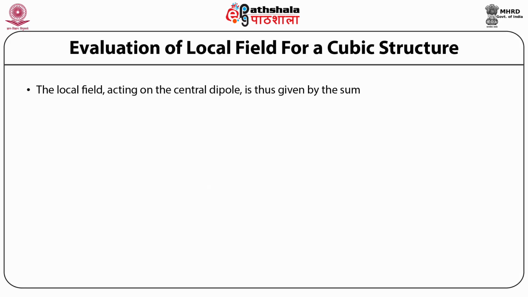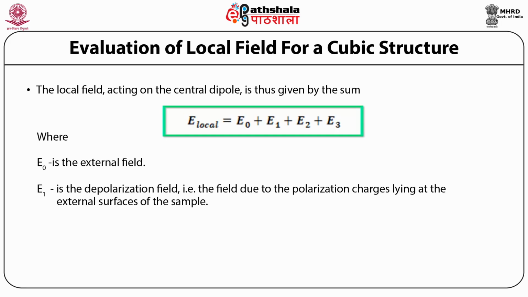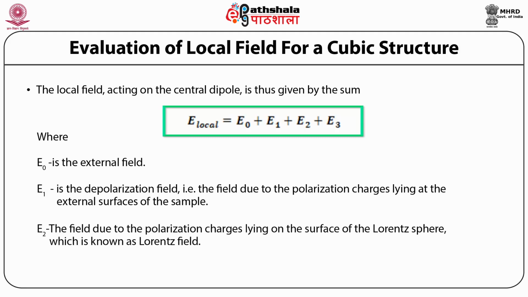The local field acting on the central dipole is thus given by the sum E local is equal to E0 plus E1 plus E2 plus E3, where E0 is the external field, E1 is the depolarization field, that is the field due to the polarization charges lying at the external surfaces of the sample. E2 is the field due to the polarization charges lying on the surface of the Lorentz sphere, which is known as the Lorentz field. E3 is the field due to the other dipoles lying within the sphere.